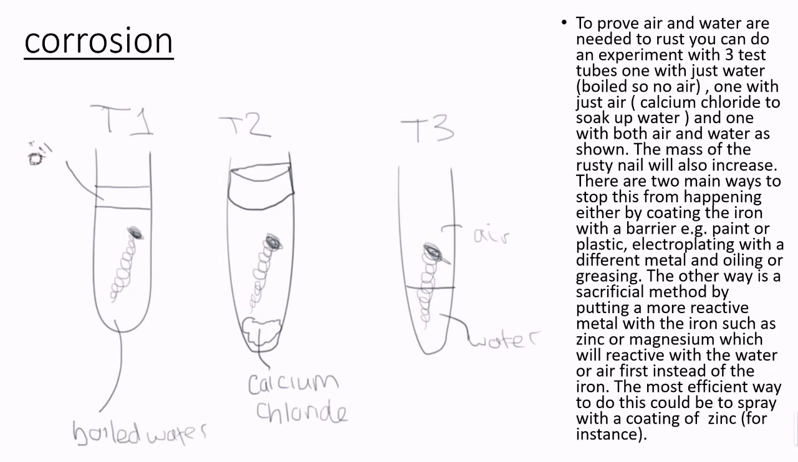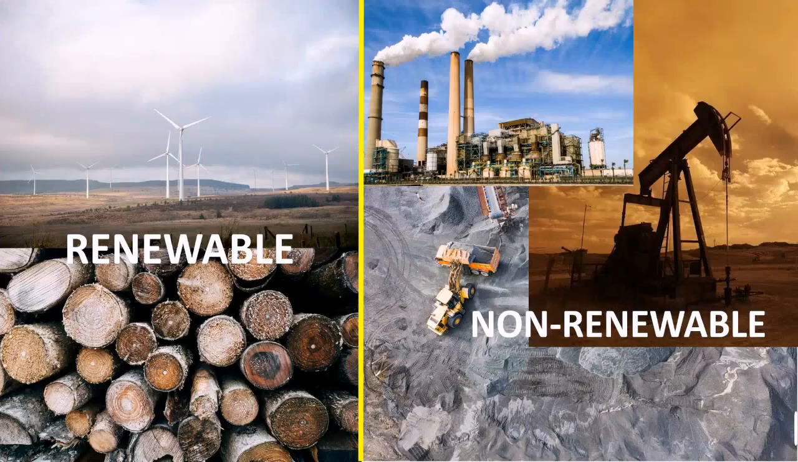There are 2 main ways to stop this from happening, either by coating the iron with a barrier, e.g. paint or plastic, electroplating with a different metal, and oiling or greasing. The other way is a sacrificial method by putting a more reactive metal in with the iron, such as zinc or magnesium, which will react with the water or air first instead of the iron. The most efficient way to do this could be to spray a coating of zinc, for instance.